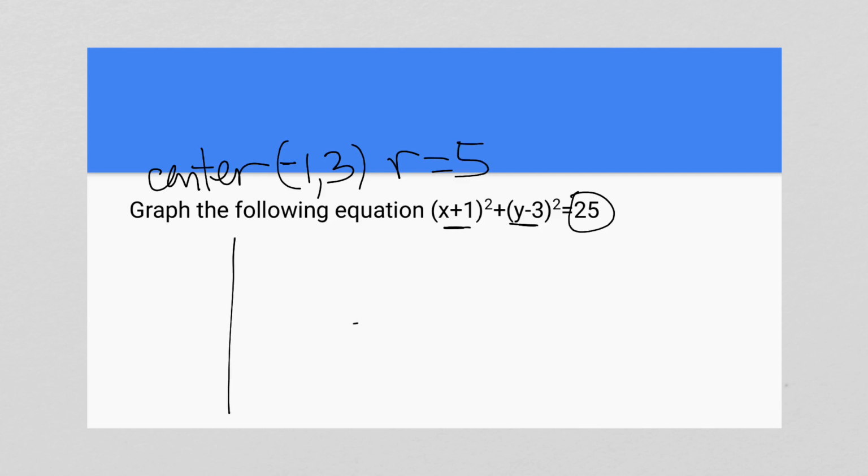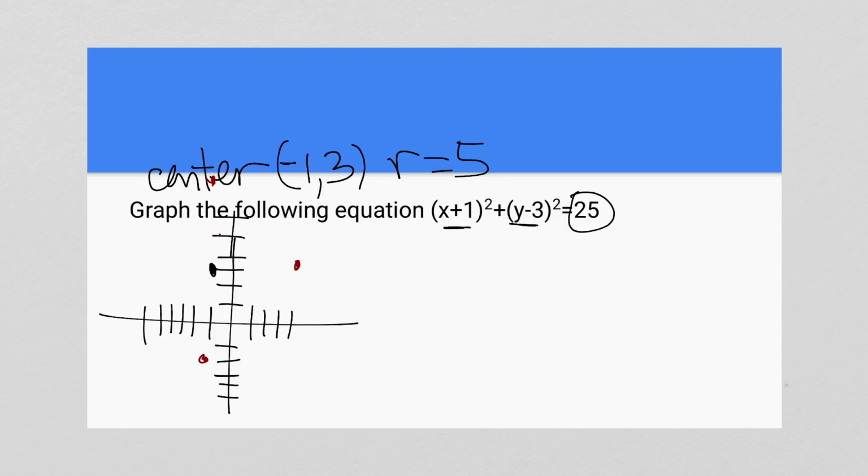So if I was to graph it, I'm going to try my best here. We have the center at (-1, 3). Going off this center, you're going to be going 5 for the radius, so you're going to be counting 5 boxes along each side. Going 5 this way, 1, 2, 3, 4, 5. Going down, 1, 2, 3, 4, 5. And then also to the other side. It's not going to look like it because I don't have graph paper, but it should look like a circle there.